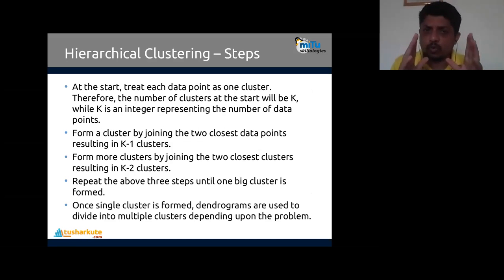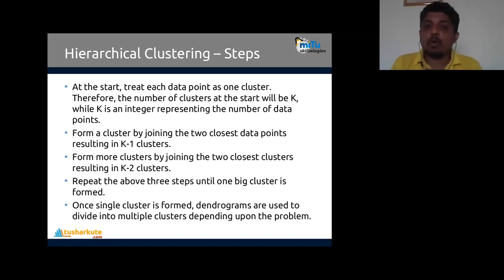Let's go step by step, and by visualization also, so we get an idea how exactly hierarchical clustering works. At the start, treat each data point as one cluster. Therefore, the number of clusters at the start will be k, whatever number of values are there. Here k is an integer representing the number of data points.